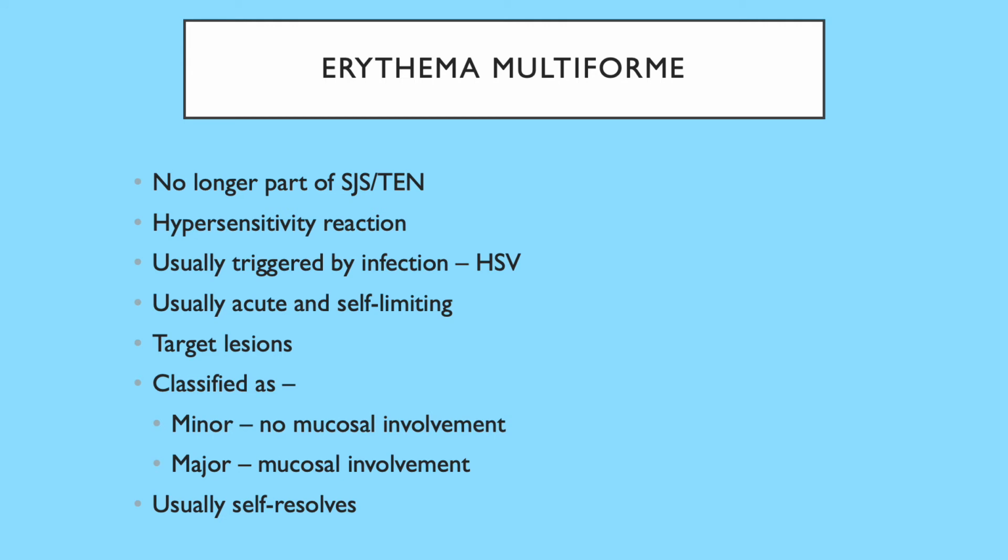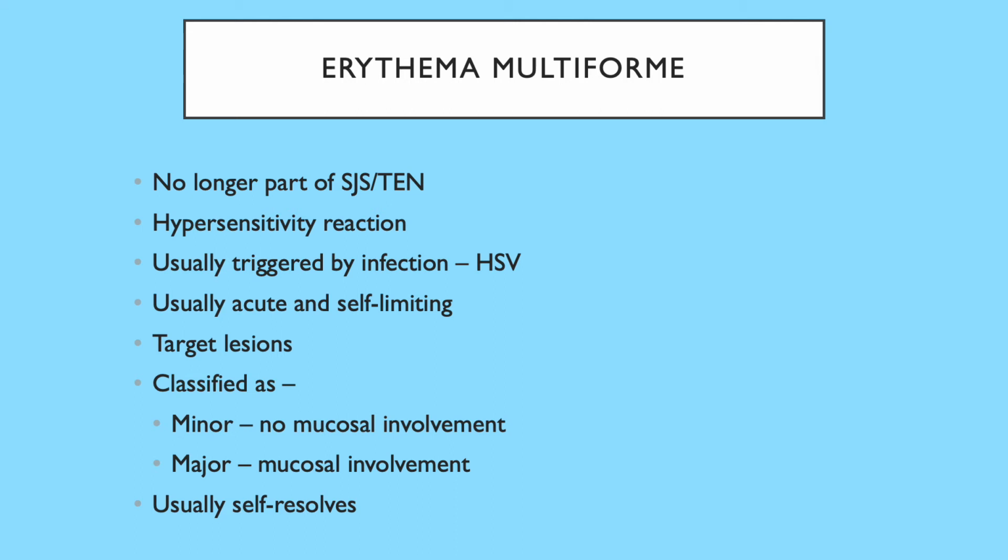Erythema multiforme was previously considered to be a mild form of Stevens-Johnson syndrome, which is why I'm mentioning it in this lecture. However, it is now recognised as a distinct disorder. It is a hypersensitivity reaction, and 90% of cases are triggered by infection. The single most common trigger is herpes simplex virus infection, usually a cold sore. Rarely, medications can also trigger erythema multiforme. It is most common in young adults and is usually acute and self-limiting.